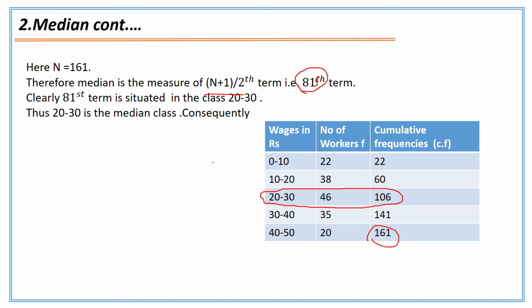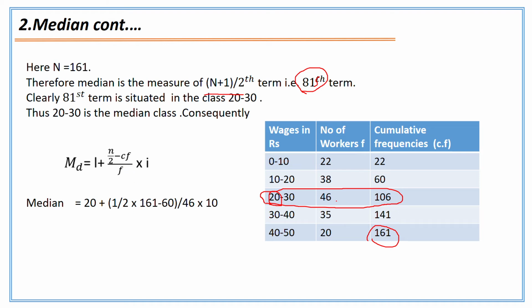Now, thus 20 to 30 is the median class. If I want to put the formula, our formula is Md = L + (N/2 − CF)/f × i. Here, L is the lower limit of the median class. So, you can see the lower limit of the median class is 20, so I have put 20 here. And N/2 is 161/2, so it is 1/2 into 161 minus CF.